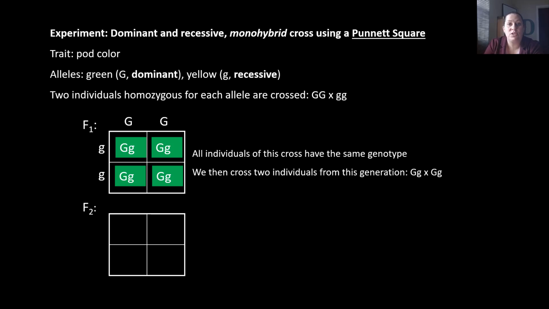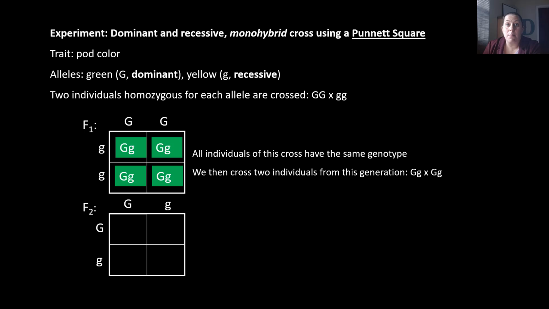Okay, so here's the F2 generation. So you're going to notice that the gametes look a little different. I'm going to take that first big G, little g, and I'm going to separate them. The big G is going to go in the first column, little g is going to go in the second column. I'm going to then take the second big G, little g, and I'm going to separate them on the rows. I got big G in the first row, little g in the second row.